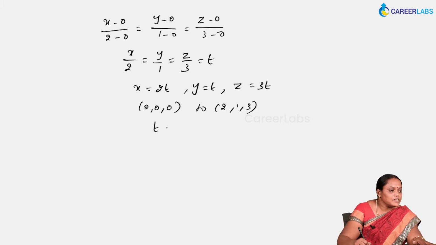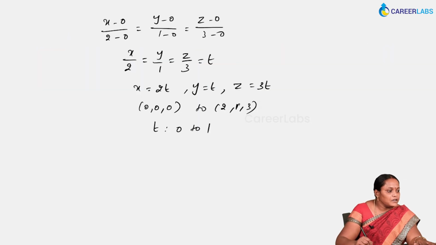So we could observe that t varies from, when x is equal to 0, t is going to be 0. And when y is equal to 0, t is 0, and when z is equal to 0, t is 0. In the same way, when x is equal to 2, t is going to be 1. And when y is equal to 1, t is going to be 1. And when z is equal to 3, t is going to be 1. Therefore, t is going to vary from 0 to 1.